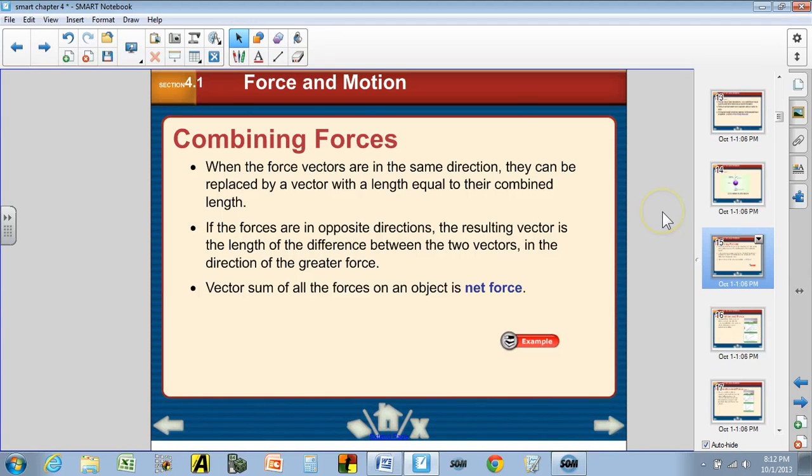Okay, this is Chapter 4, Section 1, and this is Part 2, Section 1.